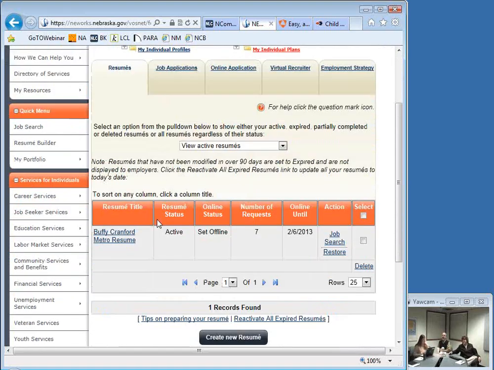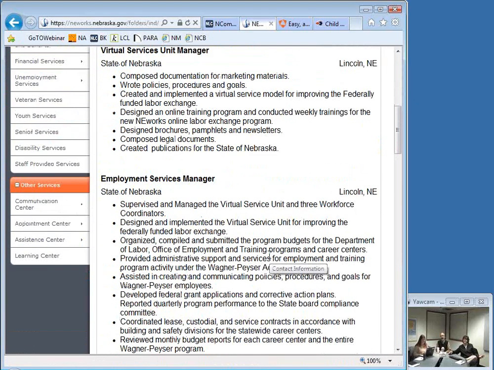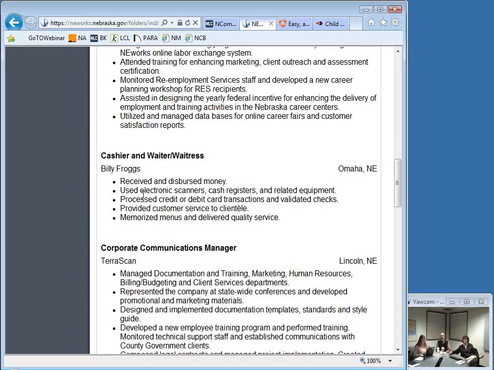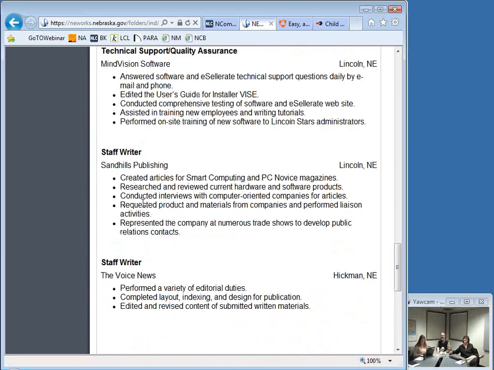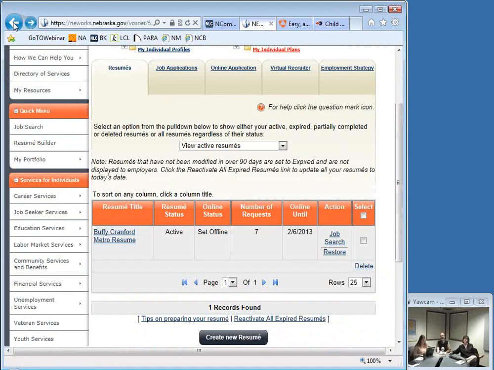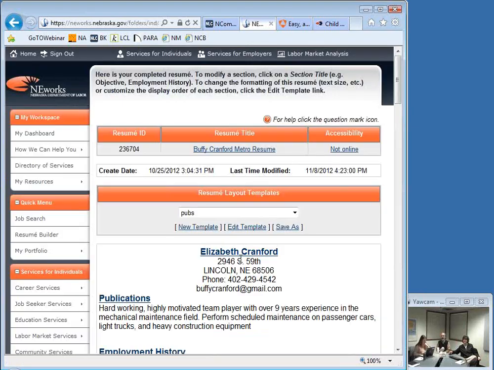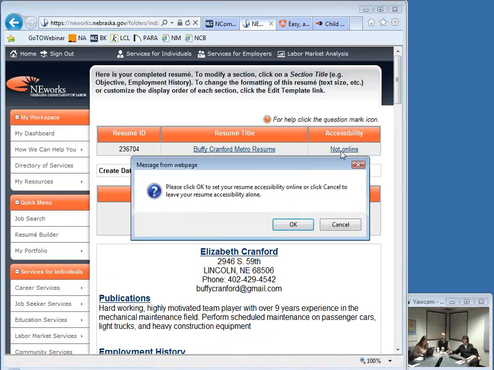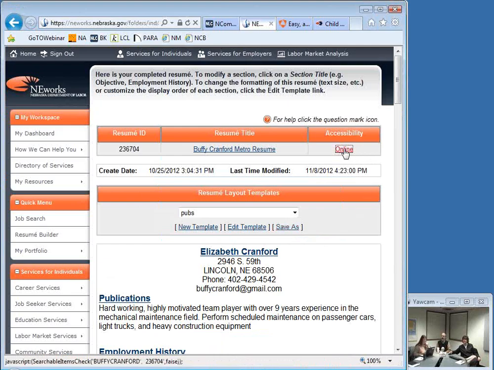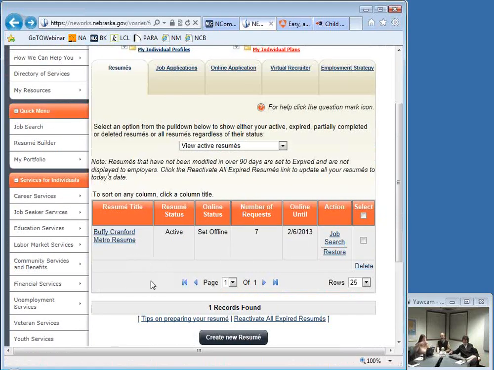So here's my resume example, because I have mine set offline, because if we take a look at this, I have some interesting job descriptions. I have never worked at Billy Frog's, but they can include as much as they want on their resume. The most important thing is they do have to have what's called an active resume viewable to employers. Right now this is set offline. Just by opening this resume, it's done with one click to set it online. Now I'm going to take mine back offline for this demo. A real person using it would want it to be online.